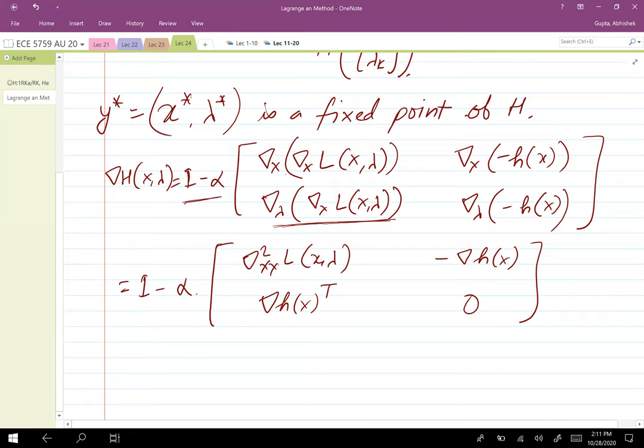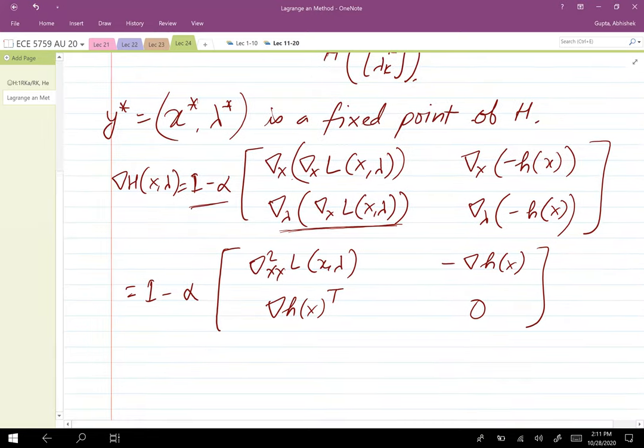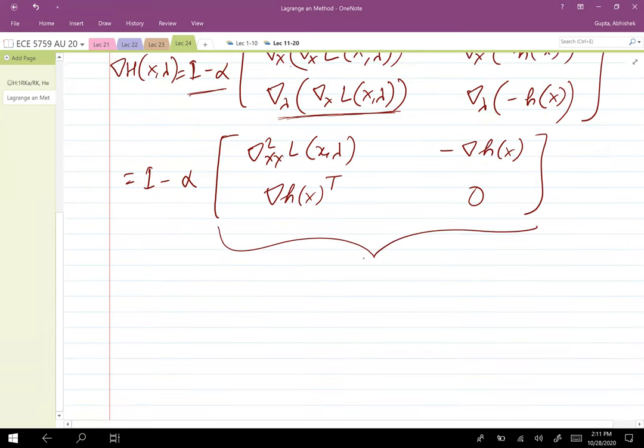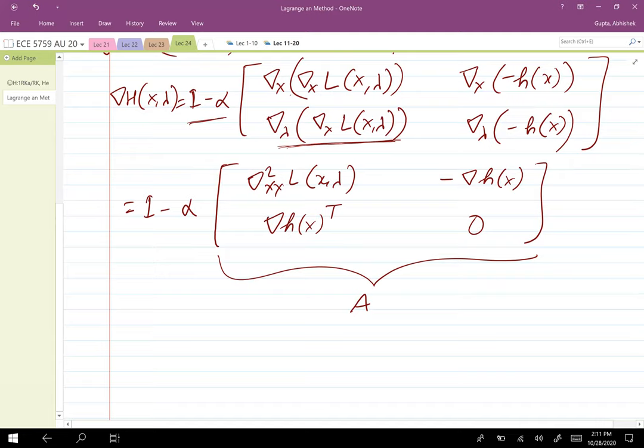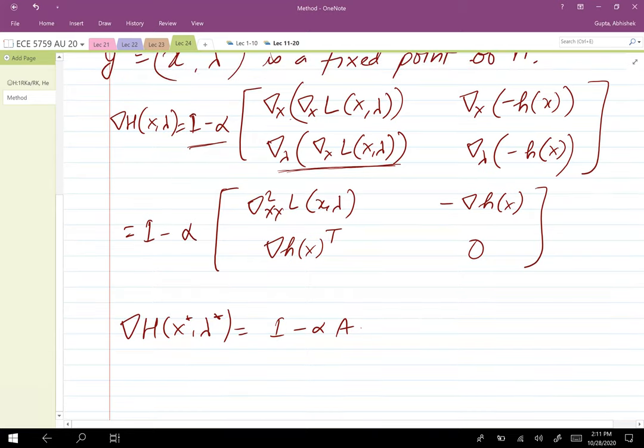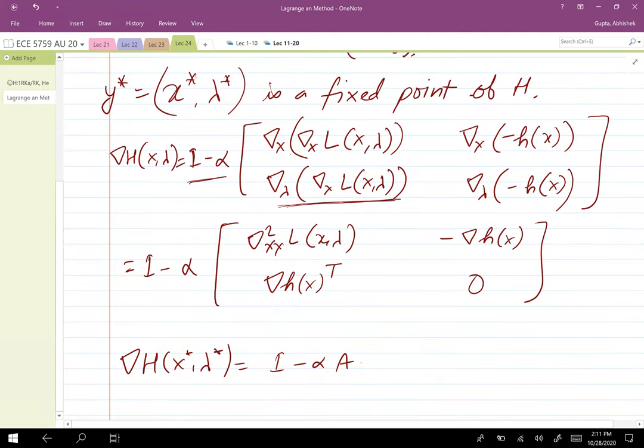So, okay, so we have all the essential results. So at x star and lambda star, I need to show that the spectral radius of this matrix, I minus alpha, let me call this A, has to be less than one. So this is A when I evaluate it at, how should I write it? So gradient of H of x star, lambda star equals I minus alpha A. Okay, so for small alpha, when is H going to be a contraction map around x star, lambda star?